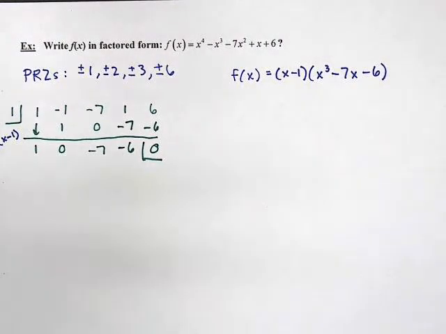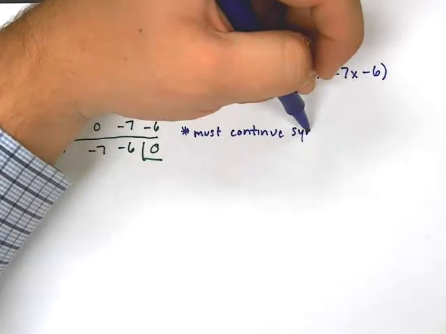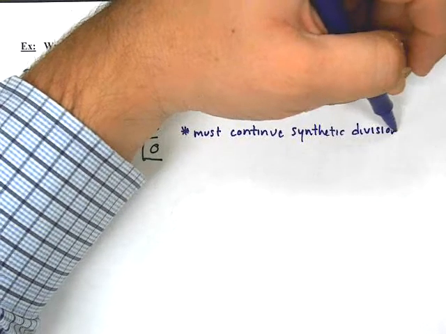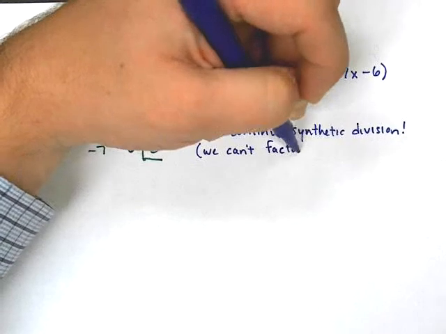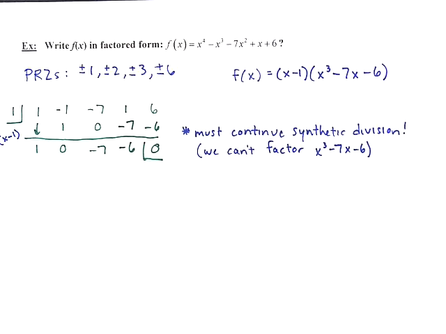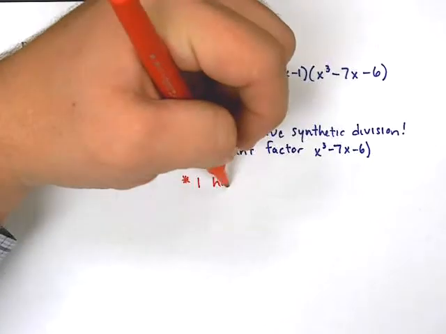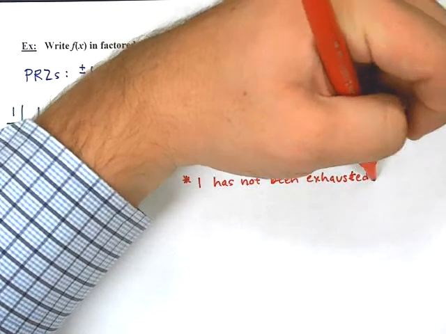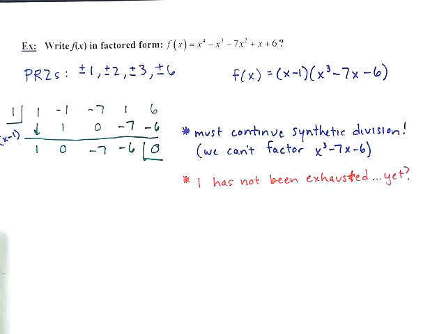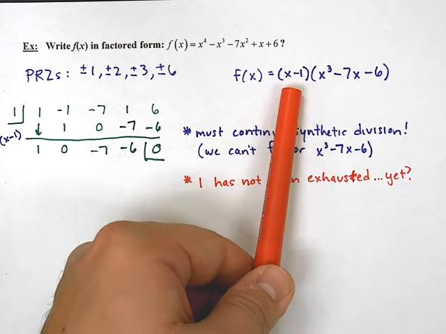Now I want you guys to write down a couple of things here. First things first, must continue synthetic division. Why? Because we don't know how to factor x cubed minus 7x minus 6. The next thing I need you to write down, maybe we'll change colors here: 1 has not been exhausted yet. What I mean by that is just because we used a 1 and we got a correct 0 remainder and we were able to factor out an x minus 1, it doesn't mean that 1 is not going to be a factor again.